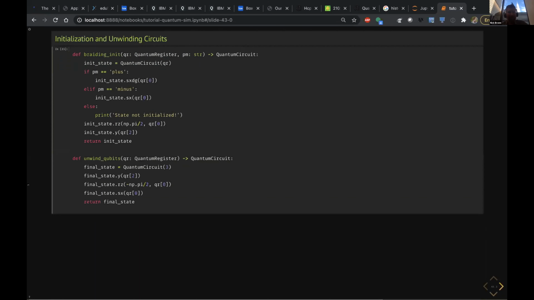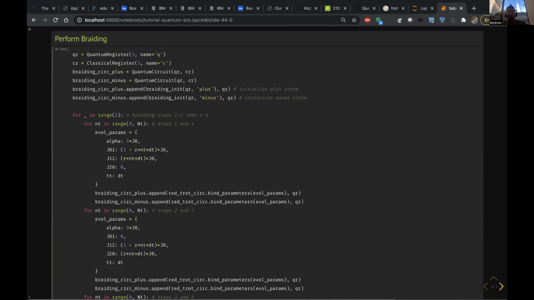Yeah, thanks for the question. So where we were, I was just going through, and this is essentially the code equivalent of the braiding schedule that I showed earlier. In each one of these time steps, I'm going to be reducing J01 in the first step and increasing J12. And J20 is just going to chill at 0. And then I'm going to bind those parameters to my Trotterized circuit and add it to the braiding schedule corresponding to whether I started in the initial state plus or minus.